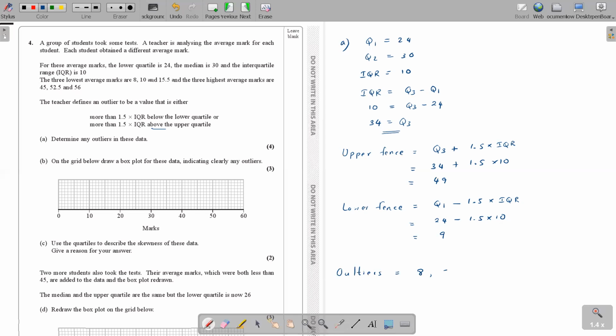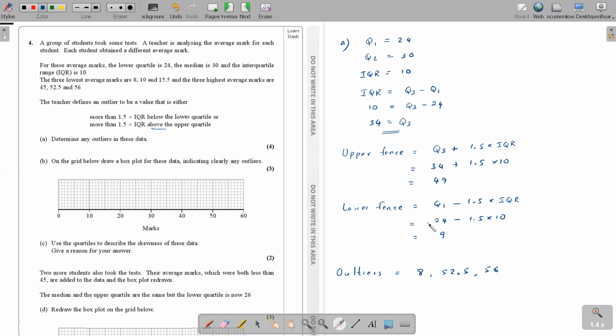52.5 and 56. All of them are outliers. Agreed? Everyone, there are 3 outliers here. Children, do you understand? So on the grid below, draw a box plot for this data, indicating clearly any outliers.